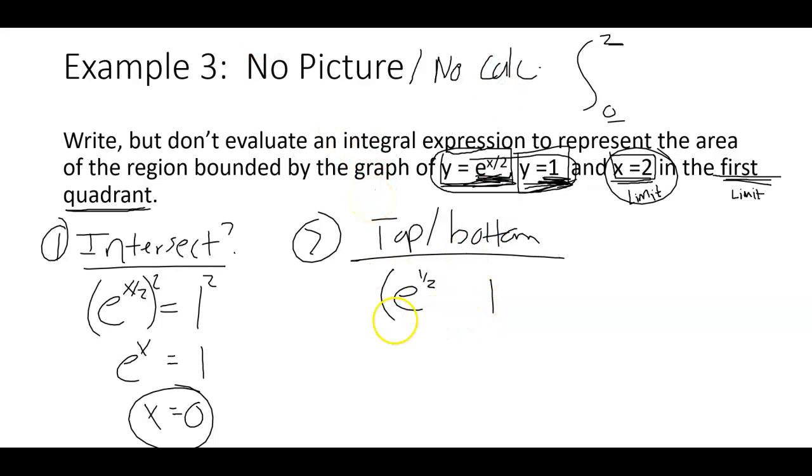But what we can do is we could square both of these to get rid of the fraction. And that would give me e and 1 instead. And if you remember that e is 2.71, you can see, oh, well, e must be the greater one. And so we know now that the e to the x over 2 is the top function, and the y equals 1 is the bottom function.